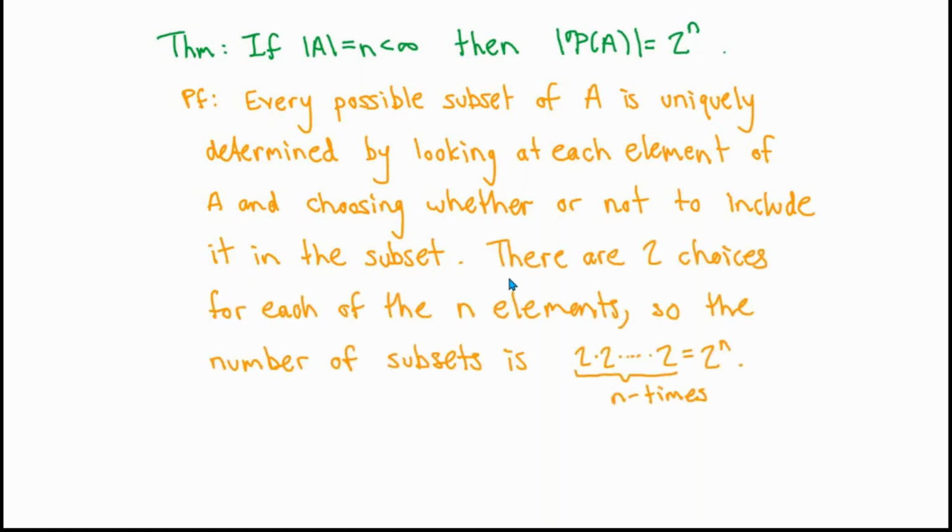The second sentence is that there are 2 choices for each of the n elements. So the total number of subsets is 2 times 2 times 2, n times, which is 2 to the n. And that's the end of the proof.